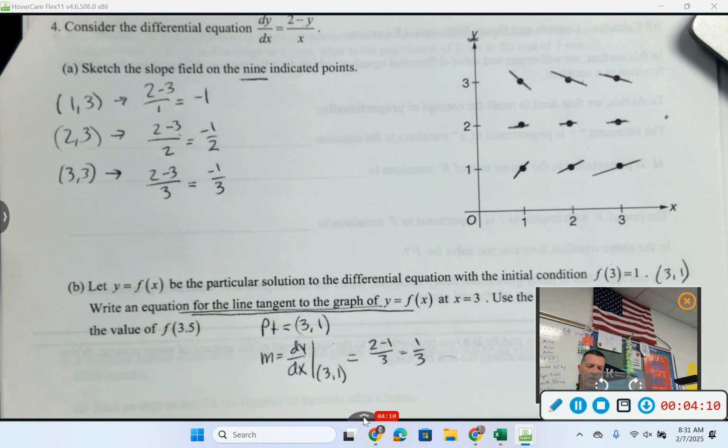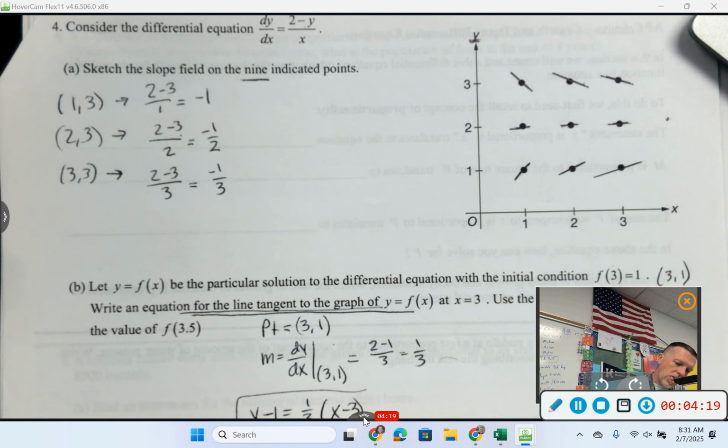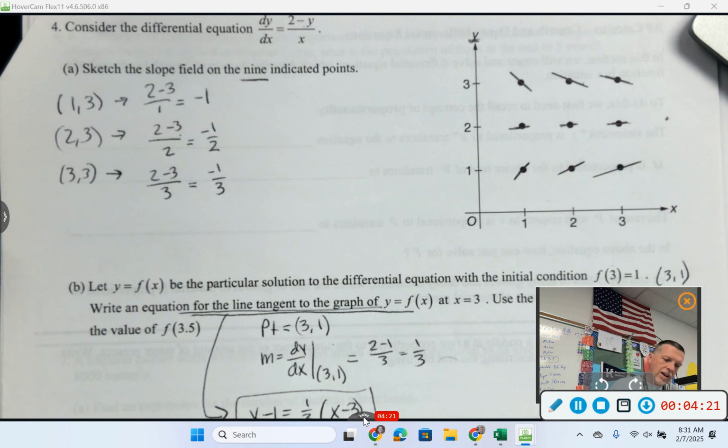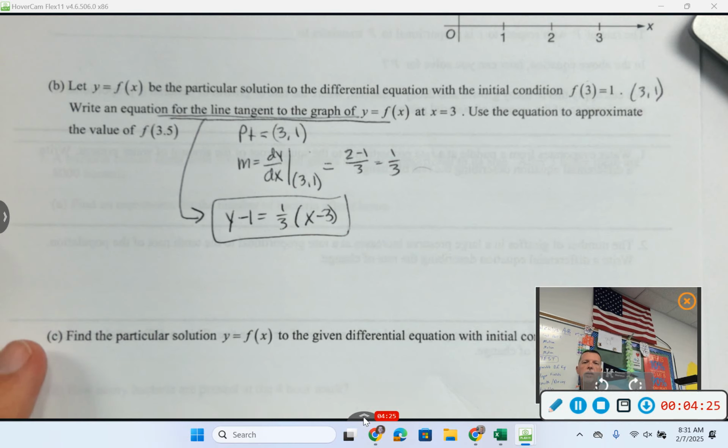So now I've got the point and the slope. I can write the equation of the line. So there's my tangent line. Now, the next question is pretty frequent, and it's a pretty frequently missed. How do I use that equation to approximate f of 3.5?